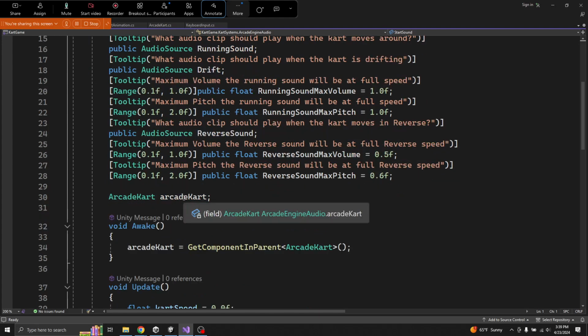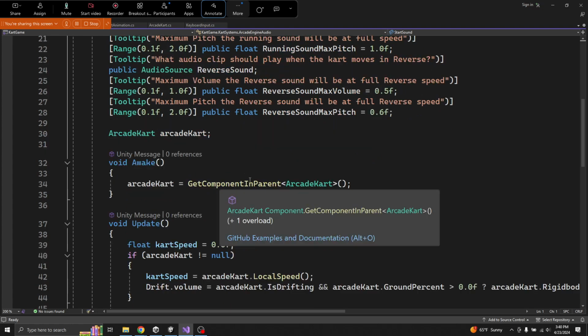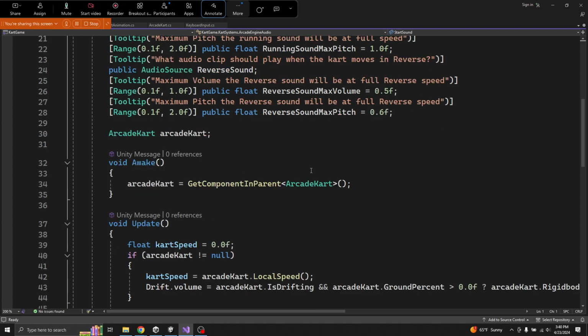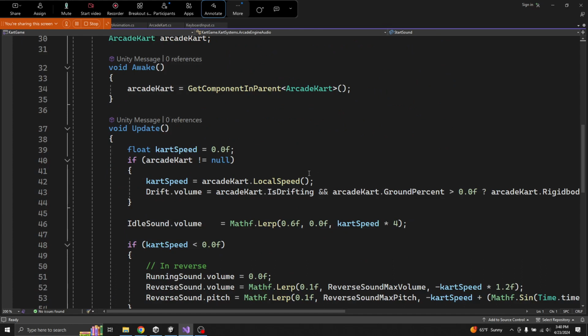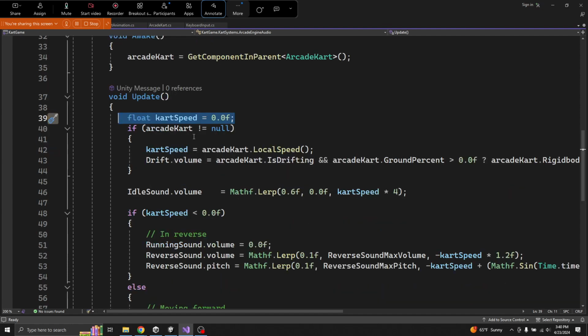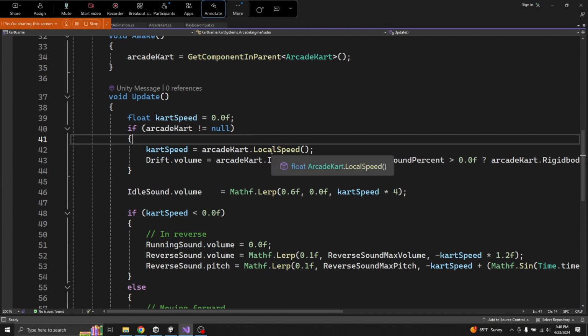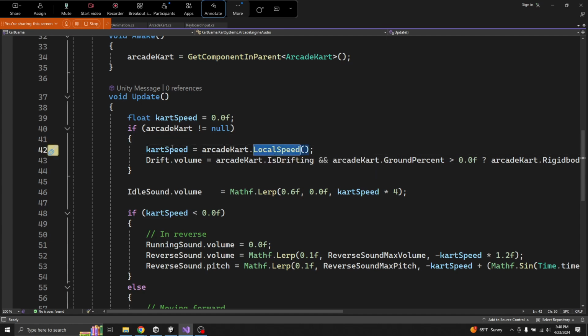And it looks like we need to know about the ArcadeKart script. So on awake, go up and get component in parent, go up and get the ArcadeKart. And on update, okay, so we're setting this float to 0, so we're going to modify that. If it's not null, then get the local speed. So it's a method there.